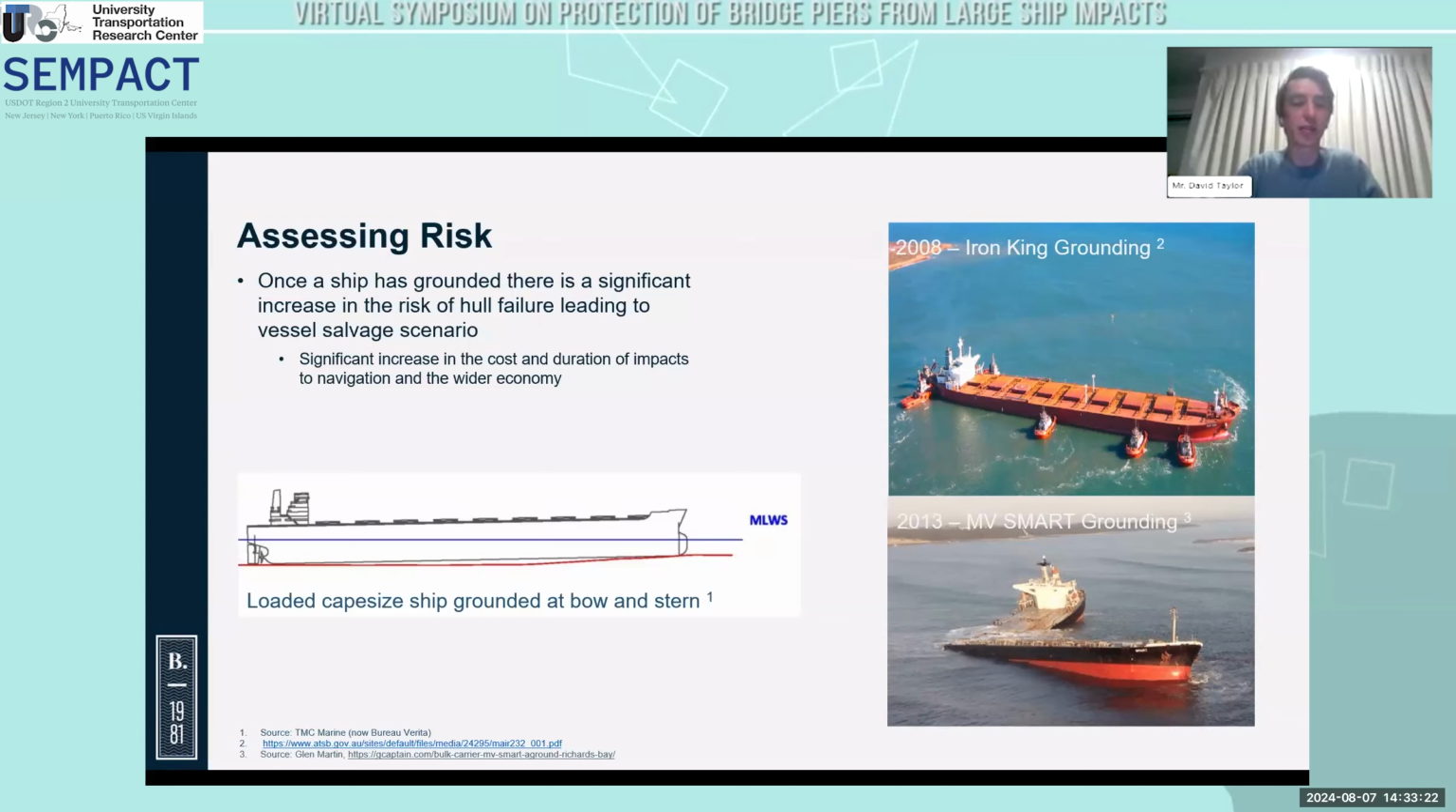And so the critical escalation of a scenario from a grounded vessel to a vessel that is broken apart is when the stern comes in contact with the seabed in the channel as the tide falls, and then it almost leads to 100% likelihood of the hull failure and the ship actually breaking in half.